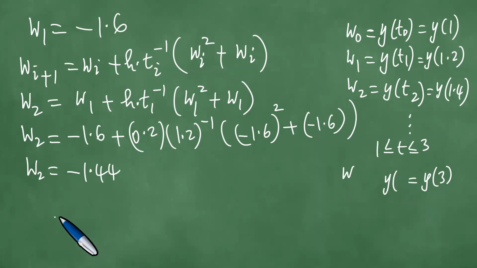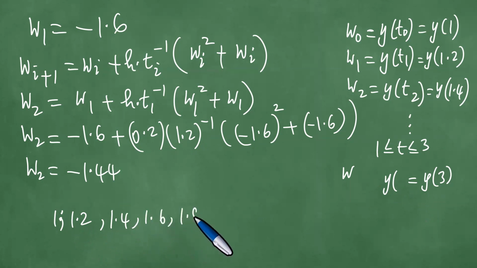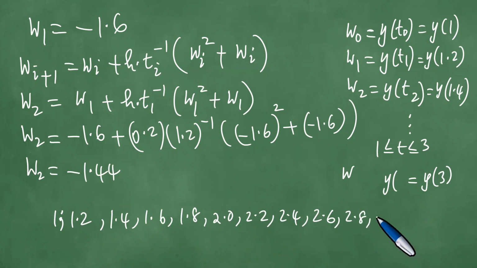So you can just do 1. You add 0.2, you get 1.2. You add 0.2, it becomes 1.4. You add, it becomes 1.6. You add, it becomes 1.8. You add, it becomes 2.0. You add, it becomes 2.2. You add, it becomes 2.4, 2.6, 2.8, 3.0. Okay, now look.